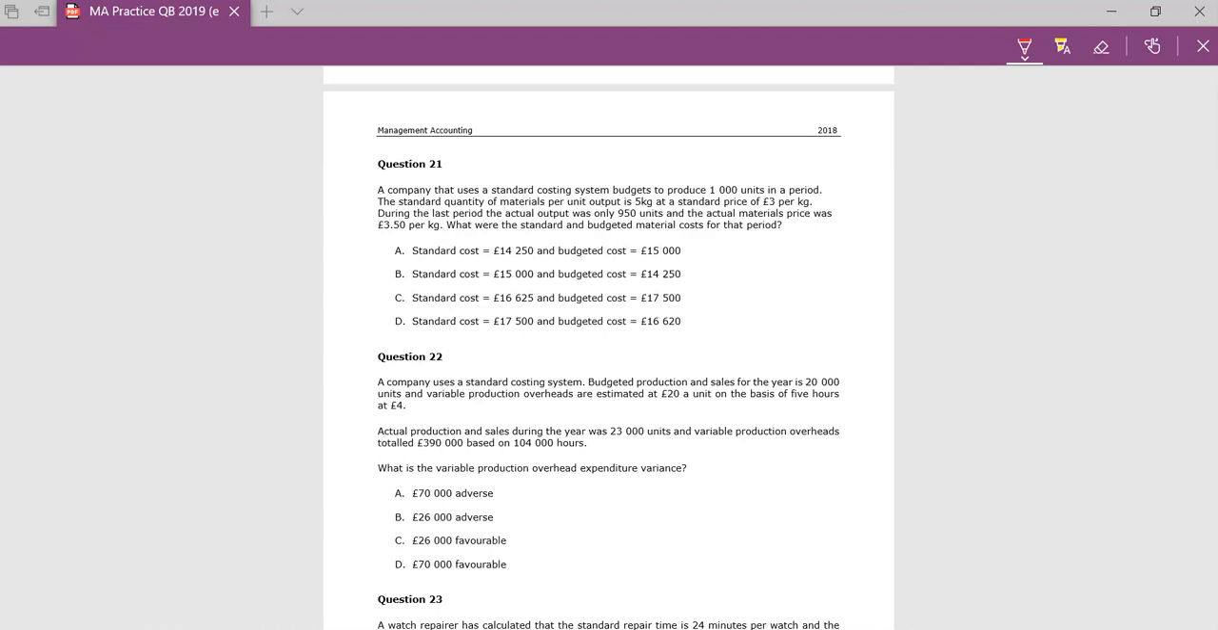I might flick onto a plain sheet so I can actually do some working. Make sure you have this question to hand. You should have the workbook or this question bank. Okay, great. A company that uses a standard costing system budgets to produce 1,000 units.